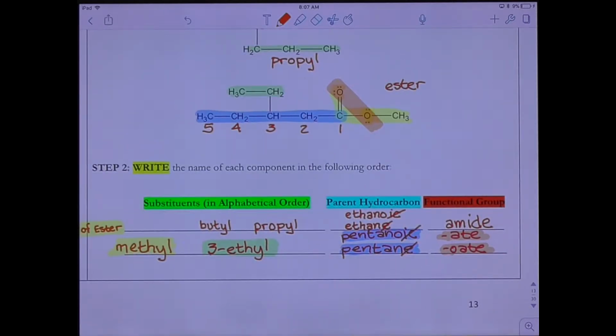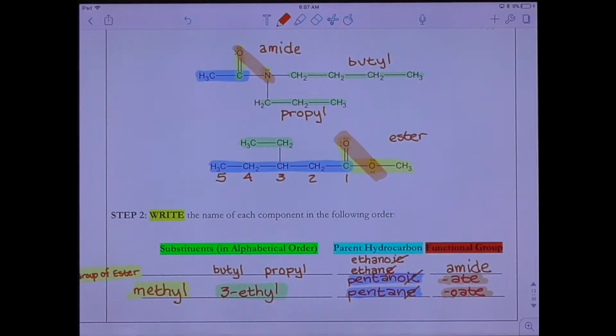If you have more than one of anything, then say where everything's located. This time, since a nitrogen could have 0, 1, or 2 things attached to it, now you use N to describe what is there. The ethanoic has an O, and the ethane does not have an O. So I was going to bring that one up. This is one of the cases where you would cross off the oic acid because you'd have ethanamide either way.